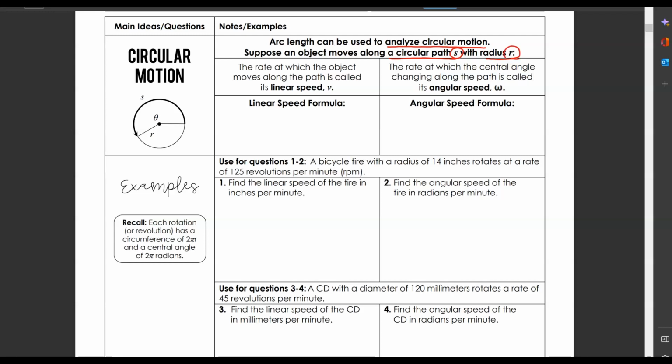So when we are looking at linear speed, it is the rate at which an object moves along a path, and it's called the linear speed. So think of a car on a racetrack, right? That is a linear speed.